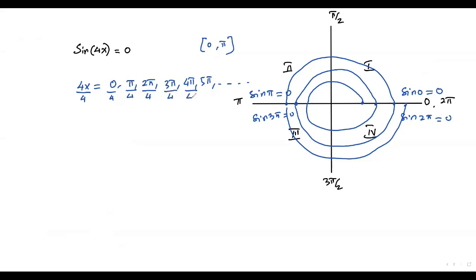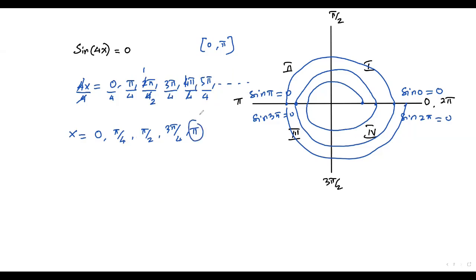Okay, let me finish writing. Here 4 will cancel out. I'm getting x equals, when I divide 0 by 4, it's 0. Then I'm getting pi over 4. And when I simplify this one, 2 goes into 2 one time, 2 goes into 4 twice, then I'm getting pi over 2. Then 3 pi over 4. Then this 4 will cancel out, and I'm getting pi.